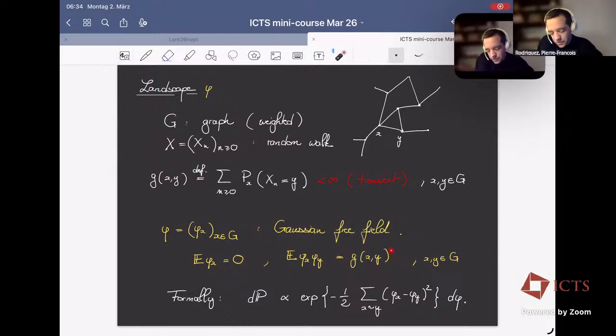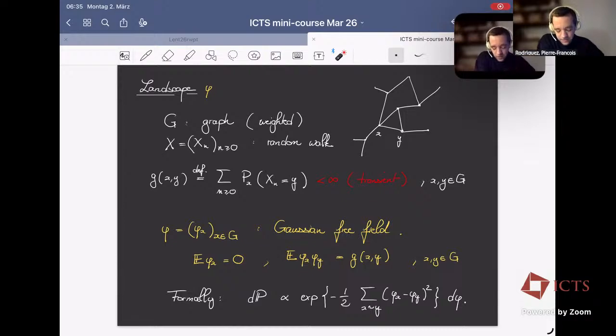I choose it to be the Green's function of this simple random walk. This choice is a little bit ad hoc when you see it for the first time, but it's actually extremely important. There's essentially a one-to-one correspondence between properties of the random walk over here that translate into properties of the Gaussian free field, and one important one is a Markov property, to which I'll come back later.